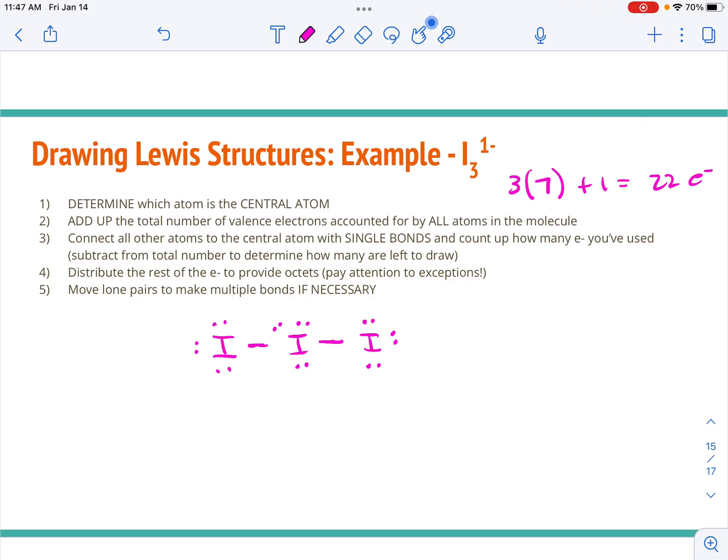Notice that when I check octets, the outside iodines have their octets, but the central iodine actually is expanded. So I need to check my periodic table and make sure, but yes, iodine would have empty d sublevel spaces. It's in the 5th energy level. So the 5d is empty, and it could definitely do this, and that's okay. Because it's okay for iodine to do that, now I'm going to just double check. 2, 4, 6, 8, 10, 12, 14, 16, 18, 20, 22 electrons. Everybody has what they need. I'm going to draw the brackets and the charge, and I'm finished.